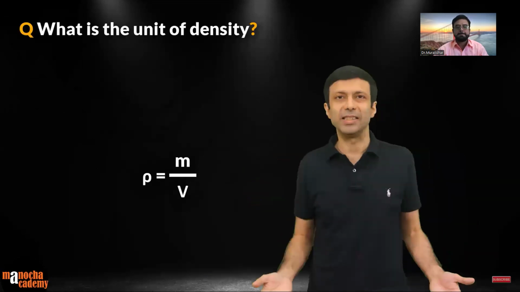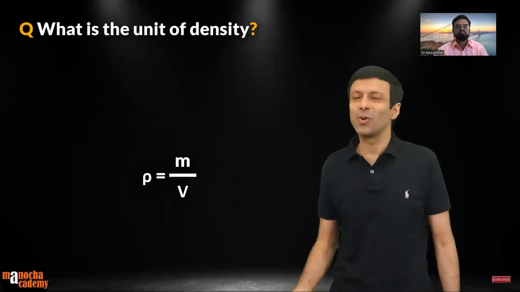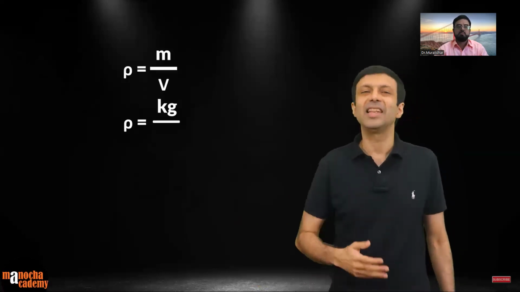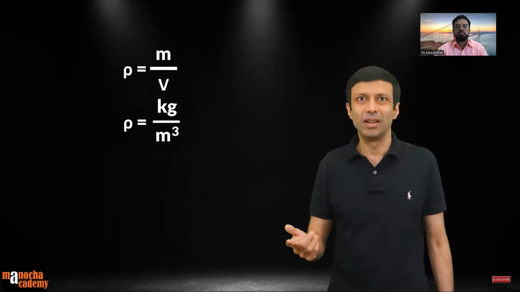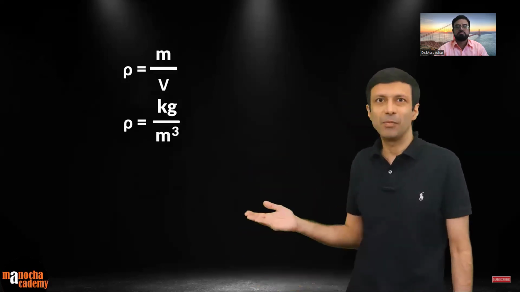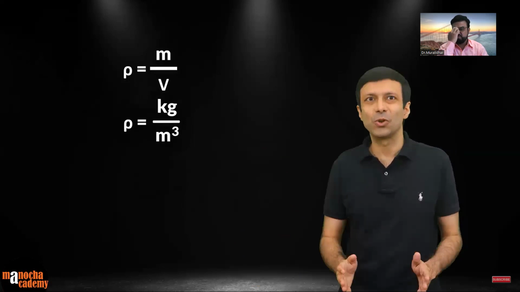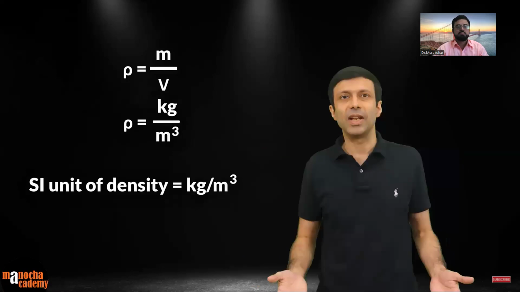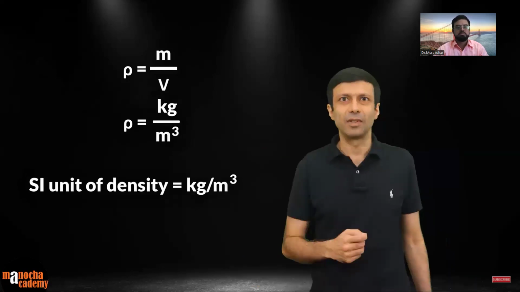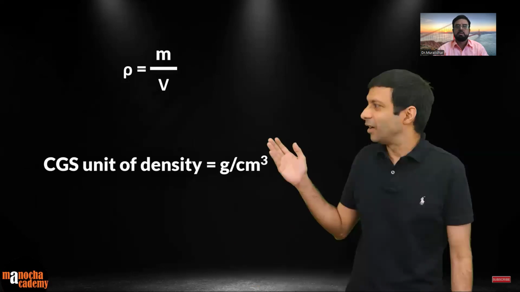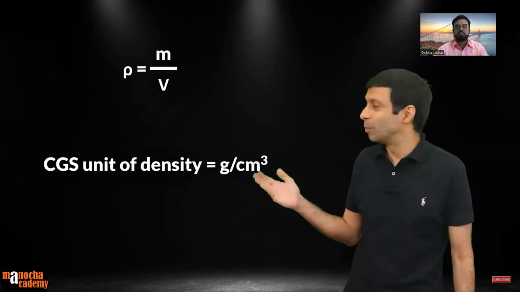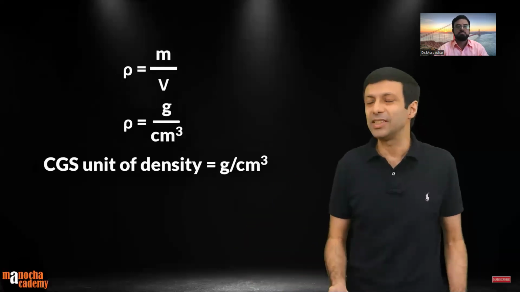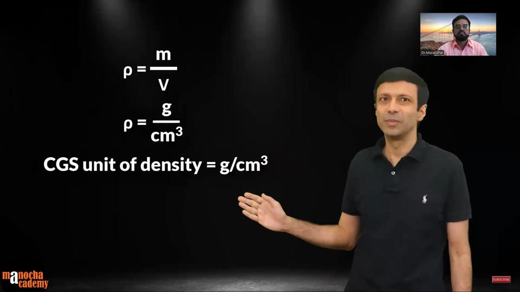Now what is the unit of density? You can easily work it out by using the formula. The SI unit of mass is kilogram and the SI unit of volume is meter cube. Density is mass divided by volume. So the SI unit of density is going to be kg per meter cube. The CGS unit of density is also commonly used. And what will be the CGS unit? It's going to be gram per centimeter cube because mass is measured in gram and volume in centimeter cube. So the CGS unit of density is gram per centimeter cube.